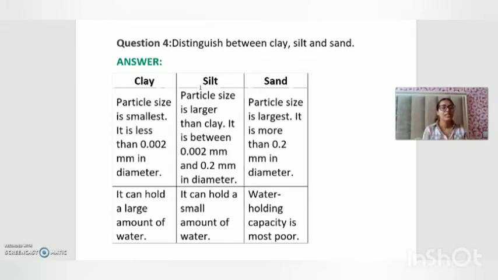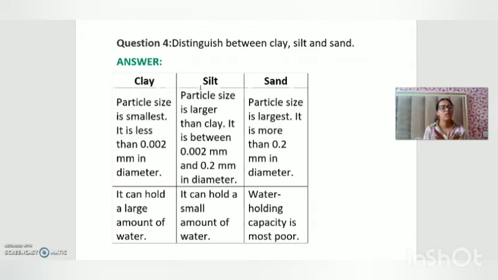Clay is less than 0.002 mm in diameter, and silt, student, is between 0.002 mm and 0.2 mm in diameter. It is between these two, right? And sand is more than 0.2 mm in diameter, right, student? And clay can hold a large amount of water, and silt can hold a small amount of water, right? Opposite of clay. And sand, water holding capacity is most poor.